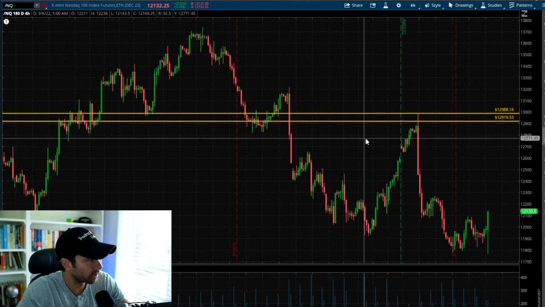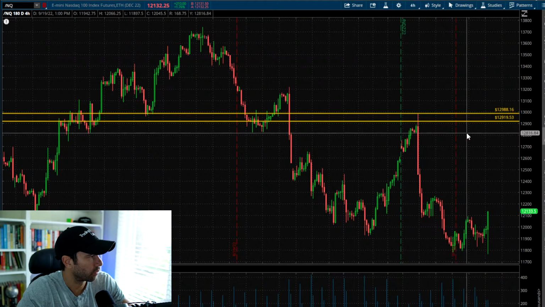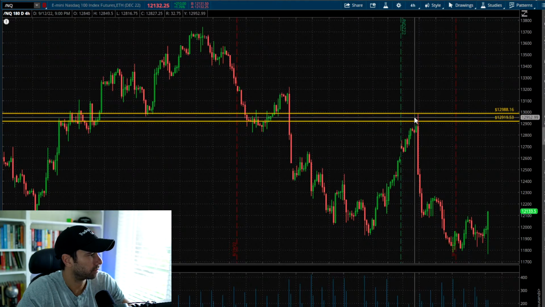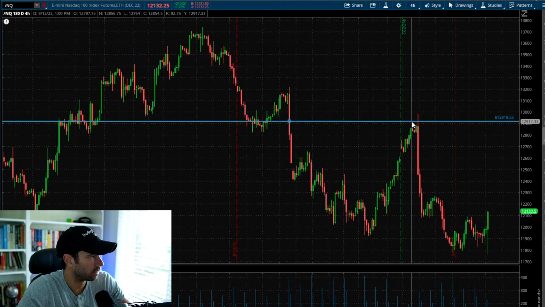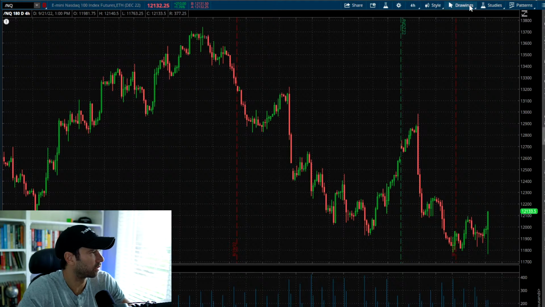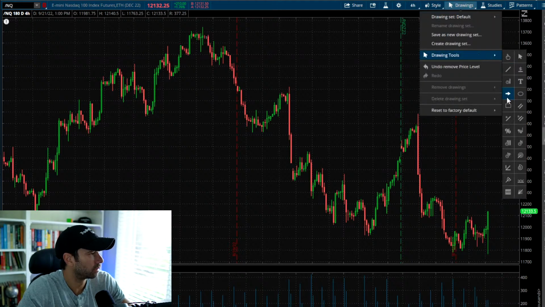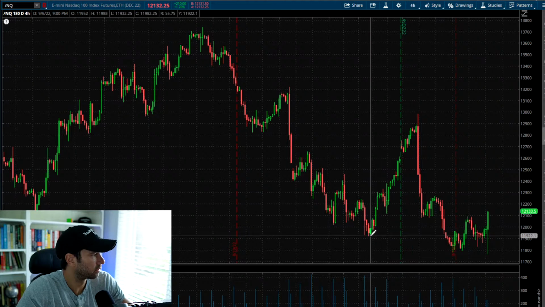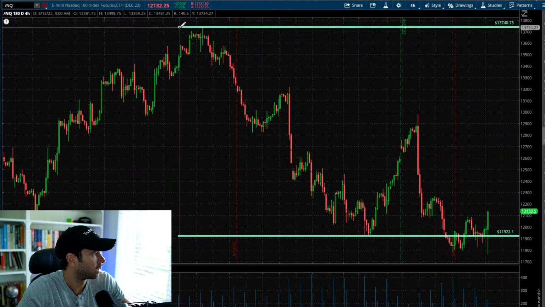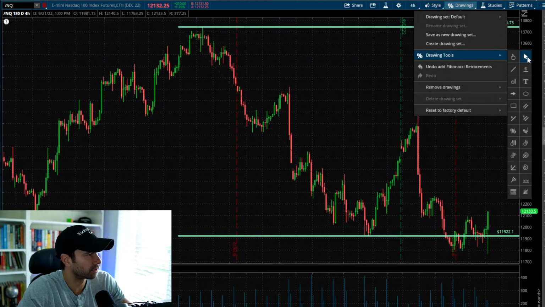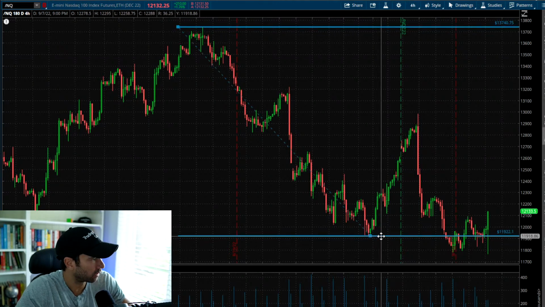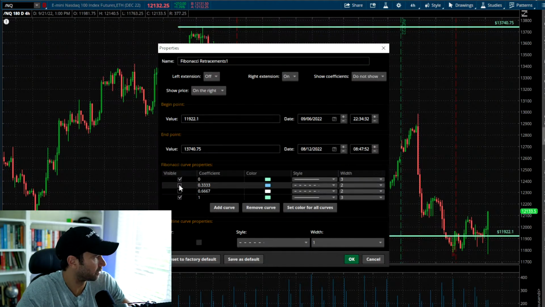So we know that this was one of the areas that I wanted to pay attention to. Okay, so the way I draw this is like this. So drawings, the percent, right? And this is a little bit subjective. So I like to see a lot of 50% retracements, and we put here 0.5, right?